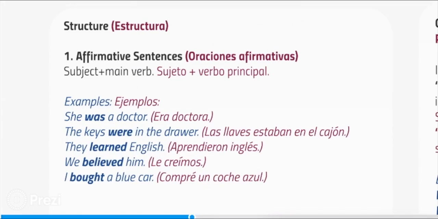Structure. 1. Affirmative sentences. Subject plus main verb. Examples: She was a doctor. The keys were in the drawer. They learned English. We believed him. I bought a blue car.